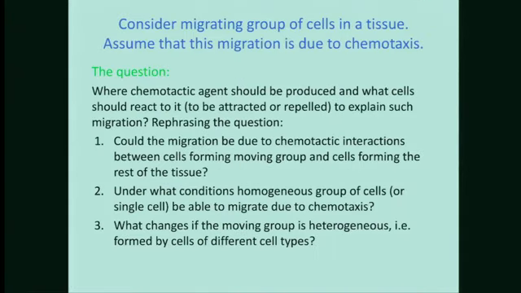So assume there is a group of cells which moves in a tissue, and assume that this is motion due to chemotaxis. The question is, what kind of chemotactic scenario could be involved? For example, which cells produce the chemotactic agent, which cells react, and is the reaction attraction or repulsion? If we consider just a group of cells moving in a tissue, it looks like we have two cell types. Are two cell types enough to get this group of cells moving or not? And next question, if it's heterogeneous, then what kind of interactions can result in motion of this group of cells?